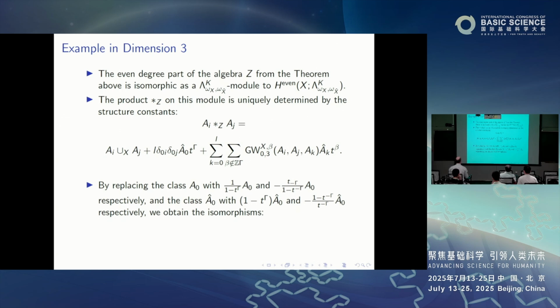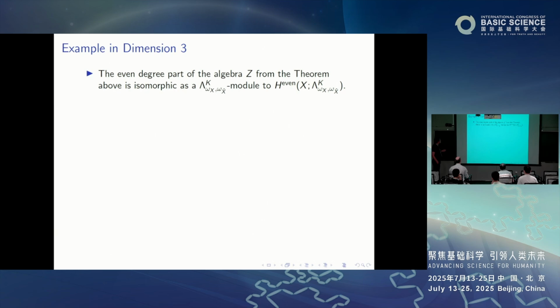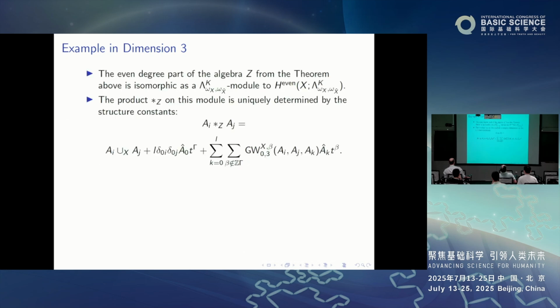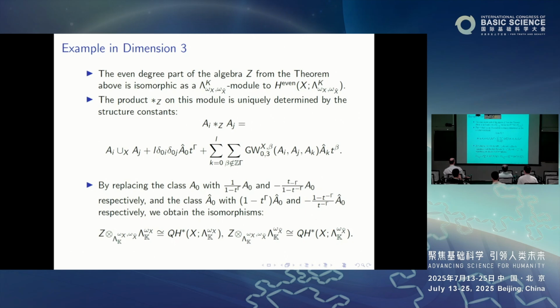Great. Questions? Sorry, say that again? Oh, A0. Okay, let me go back. So A hat 0 is Poincare dual to gamma. A0 is the part of the dual basis. Okay, great. So then we obtain these isomorphisms by doing these substitutions. Okay? So this is what it looks like in this particular three-dimensional example. Great.